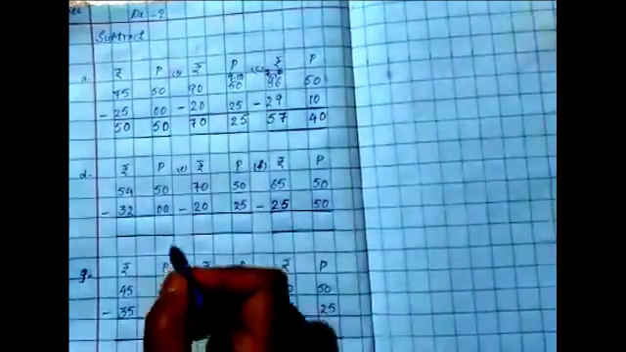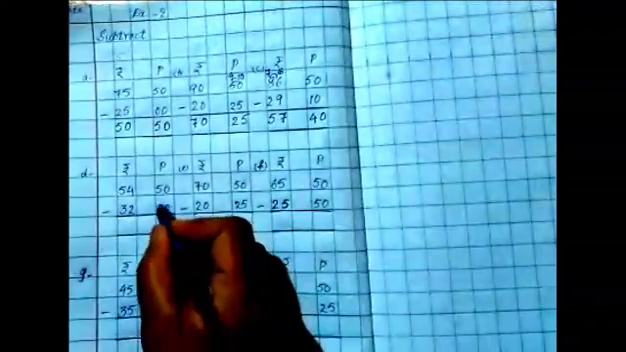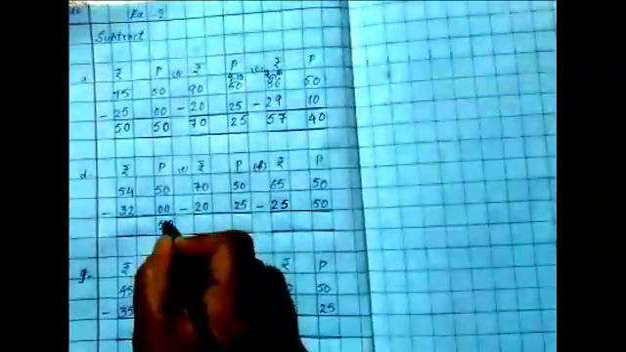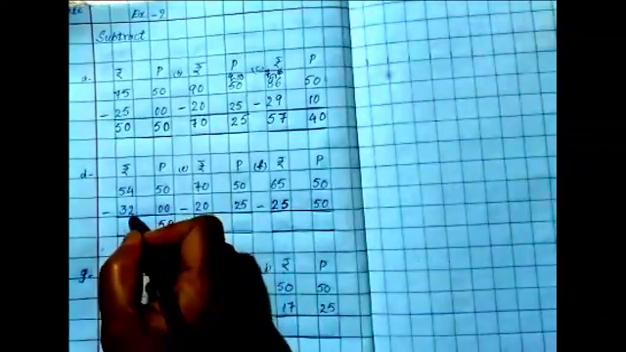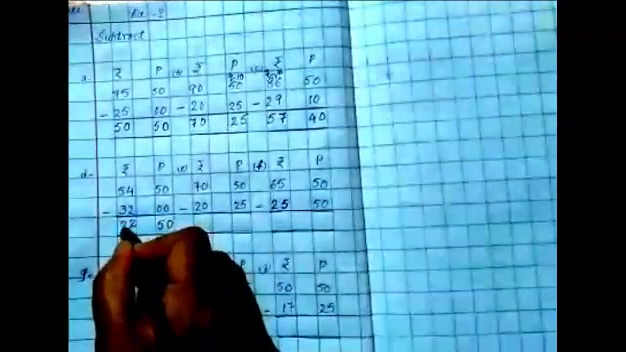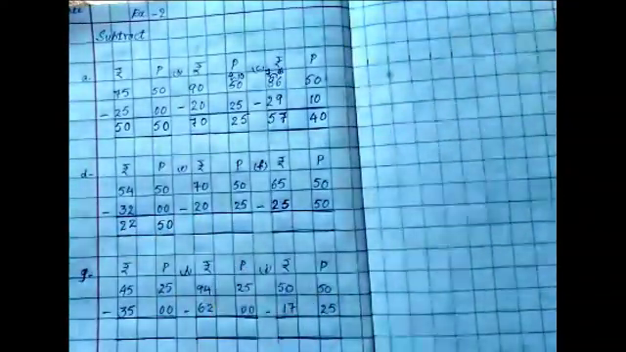Okay, one more sum I will show you. 0 minus 0 is 0. 5 minus 0, 0 is nothing. So the same number will come. Now here 4 minus 2 is 2. 5 minus 3 is 2. Okay, do the remaining sums.